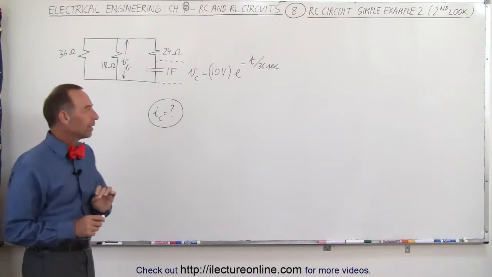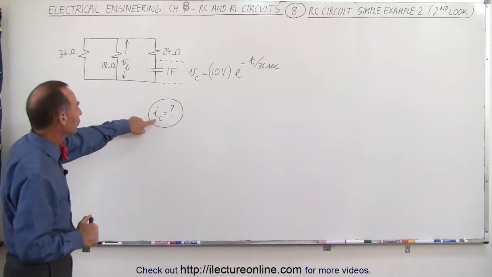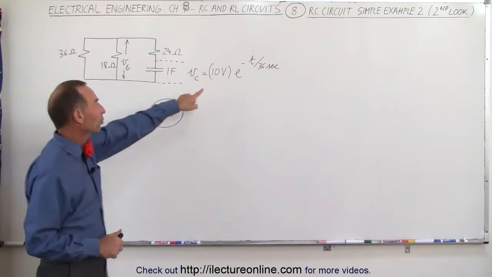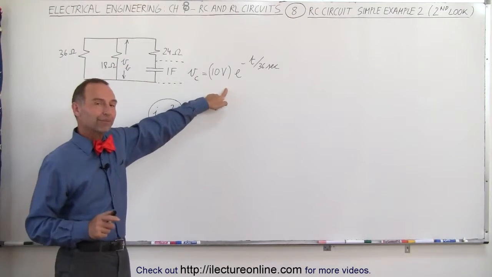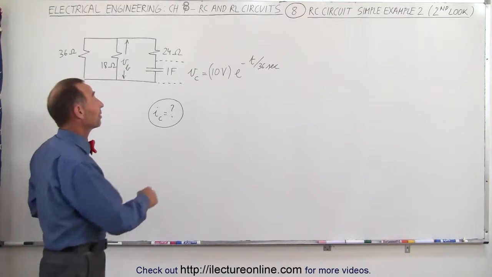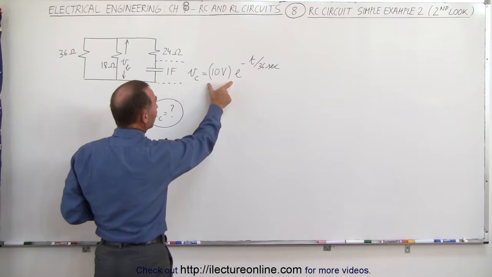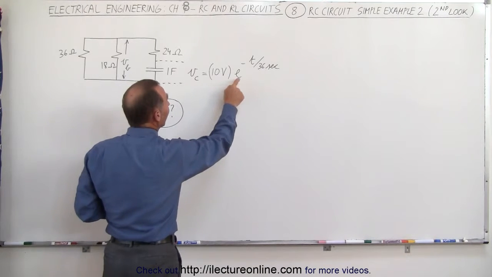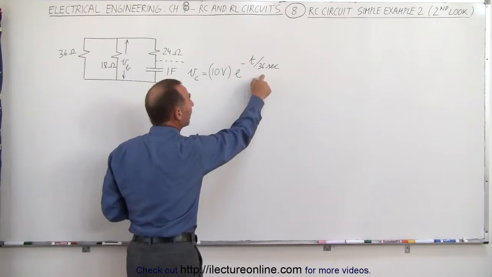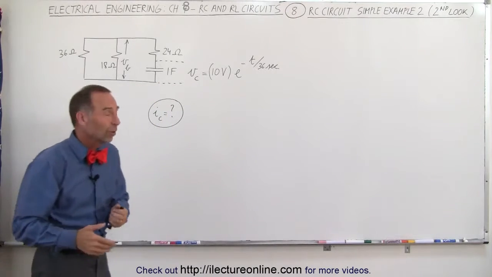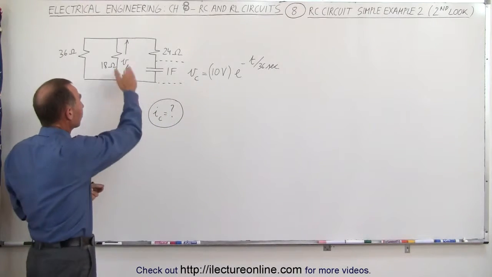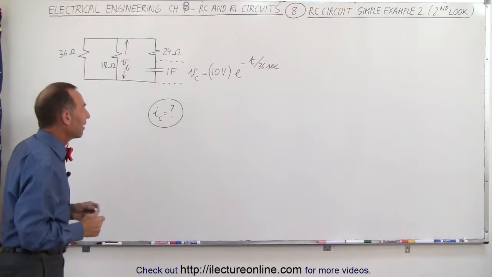While I was doing the last example, our example number 2 of RC circuits, I thought of something. There's another way in which we can find the current across a capacitor once we find the voltage across a capacitor. If you look at our previous example, the voltage across a capacitor was defined as the initial voltage of 10 volts times e to the minus t over tau, and tau was 36 seconds, which was the equivalent resistance of the circuit times the capacitance.